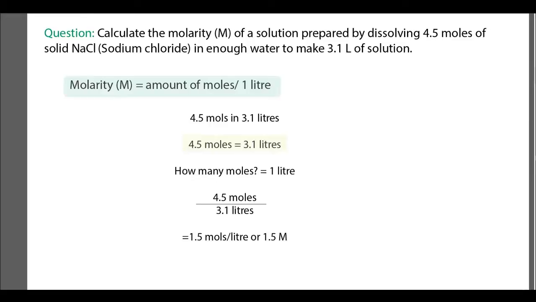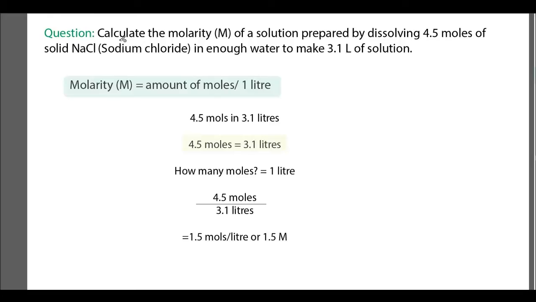Now let's start with this one here. Calculate the molarity M of a solution prepared by dissolving 4.5 moles of solid NaCl, that's the chemical formula for sodium chloride, and enough water to make 3.1 litres of solution. Now let's break down this question into its component parts and see if we can answer it.